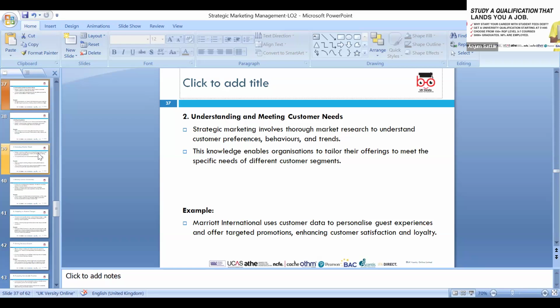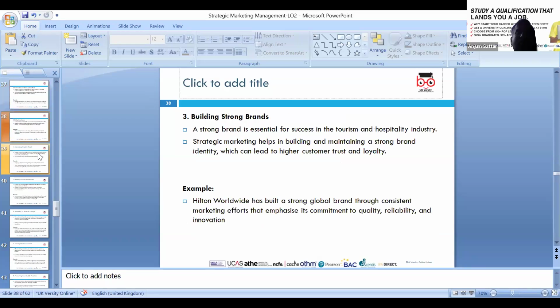So like think globally, act locally. You have to think about McDonald's and various others, they carry on changing the menu according to the local market. Yes, target and promote to enhance customer satisfaction. Building a strong brand, of course, is quite crucial strategic marketing; it helps in building and monitoring a strong brand.